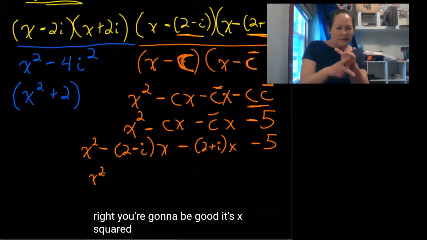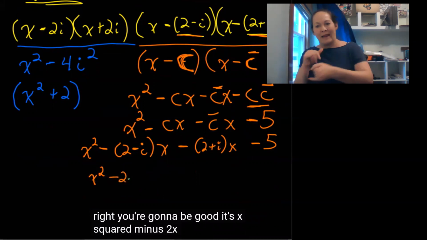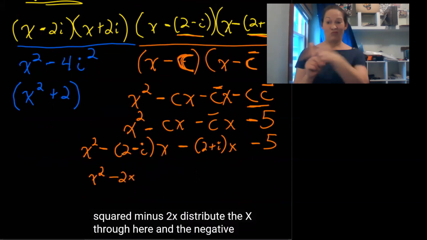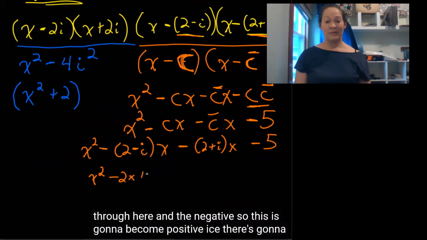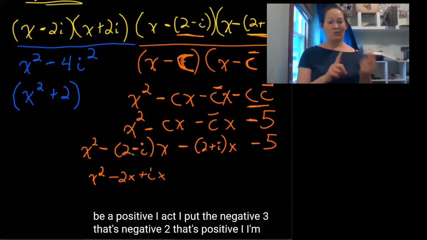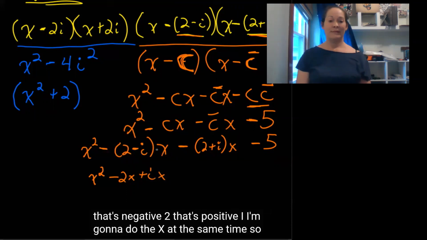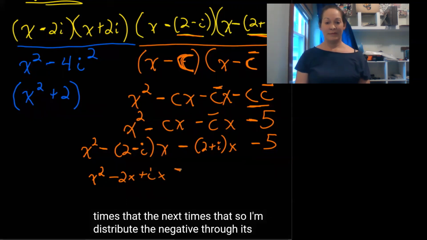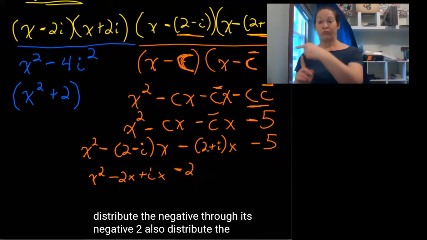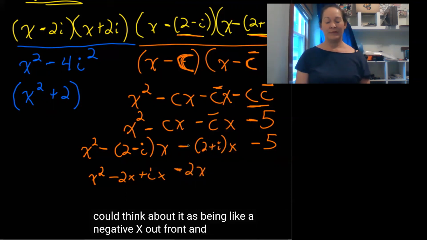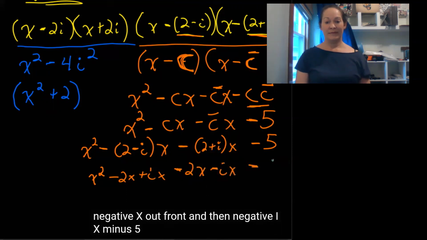So x squared minus 2x. I'm going to distribute the x through here and the negative, so this is going to become positive i, so this is going to be positive ix. Right, I put the negative through, that's negative 2, that's positive i. And I'm going to do the x at the same time. So x times that and x times that. So I'm going to distribute the negative through, that's negative 2. I'll also distribute the x. We could think about it as being like a negative x out front. And then in negative ix plus 5.